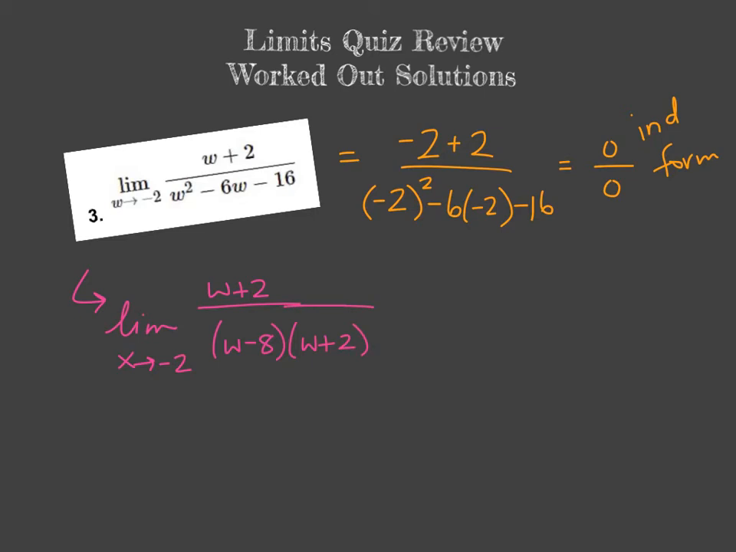If you're unsure if you factored correctly, you can always multiply this out and see that you will get back to this original quadratic trinomial. All right, now the x plus 2's can cancel.